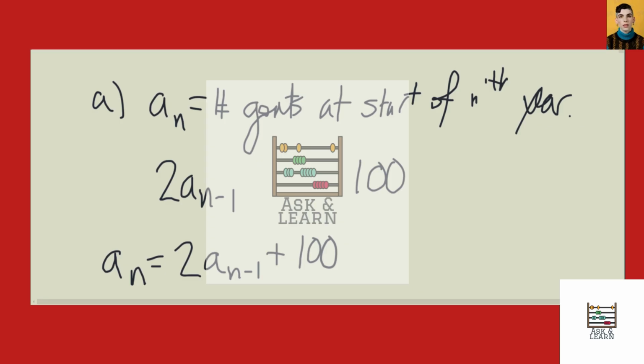And for the initial conditions, we're told that at the beginning of the first year there are 2 goats, so that a_1 is equal to 2. And we're told that no goats are removed during the second year. The number of goats only doubles. So we get that a_2 is simply going to be 2 times 2, which is 4.